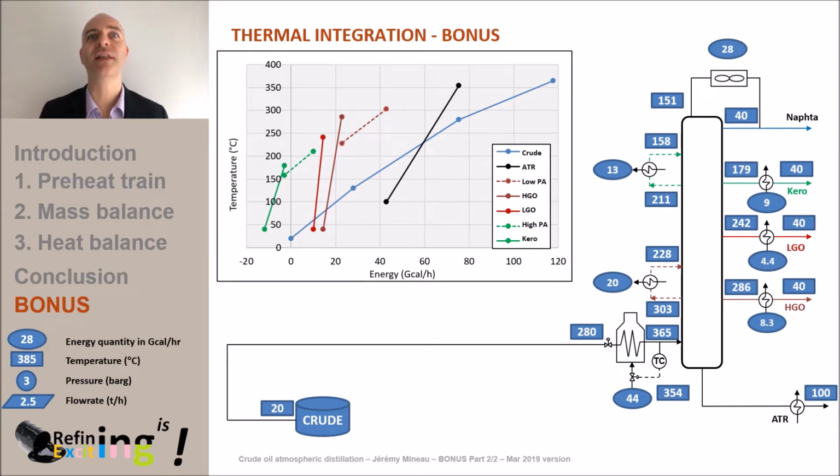We see that the best thing to do is to heat the crude up to 280 degrees C with a heat exchanger on the atmospheric residue, since it is the hottest flow available. But how many calories can we recover?